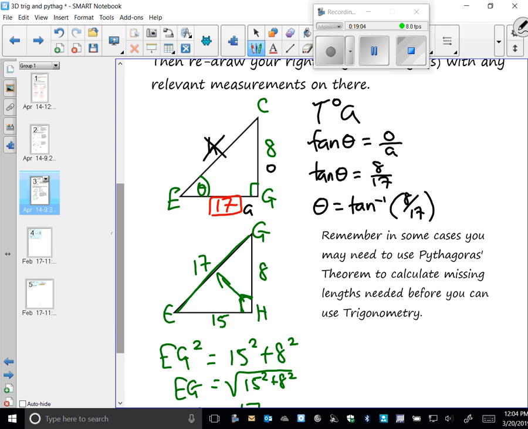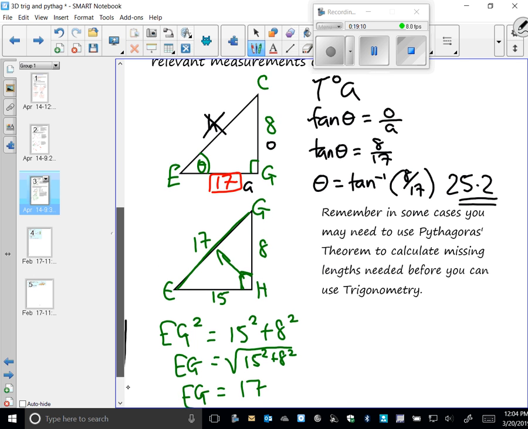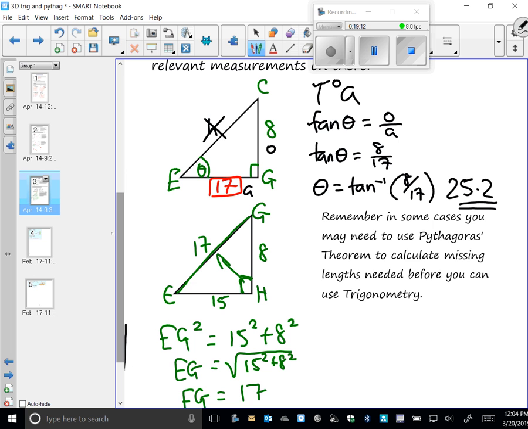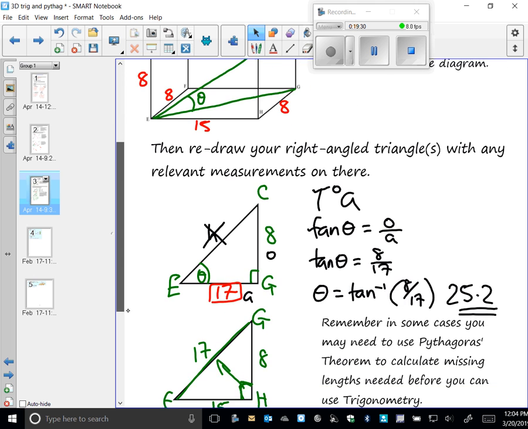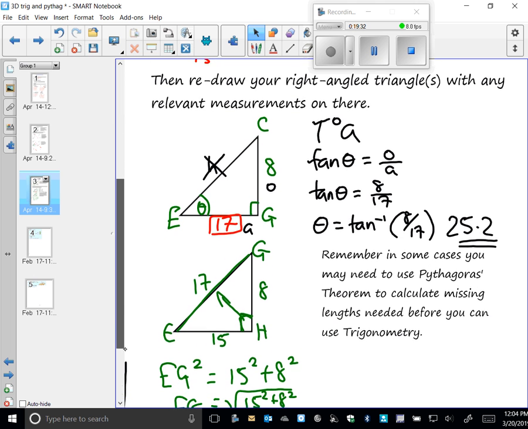25.2. Miss Harrison, was I supposed to write all that down below? No, good question. I'm just checking. Yes, madam? I'm so lost. The EG, how did you put it as a hypotenuse? Okay, so I visualized, I saw EG was on the base, so it's basically the white triangle. Oh, okay, I see. Yeah, that was good.